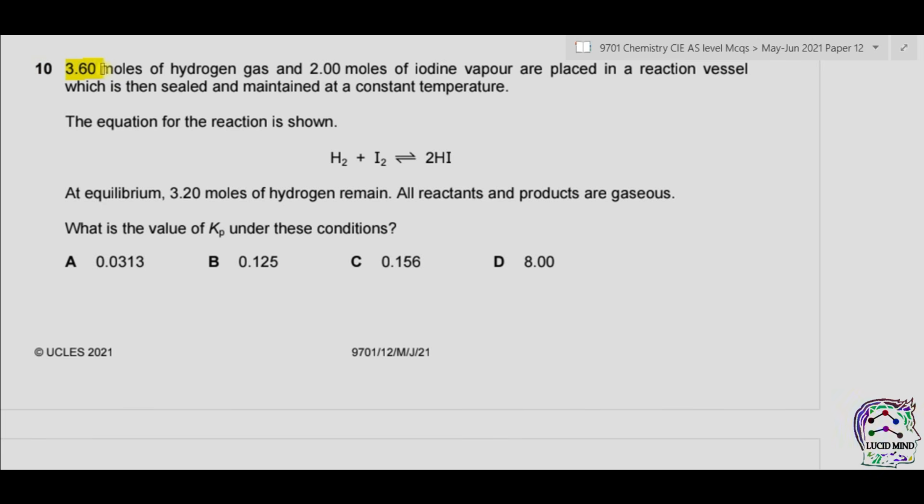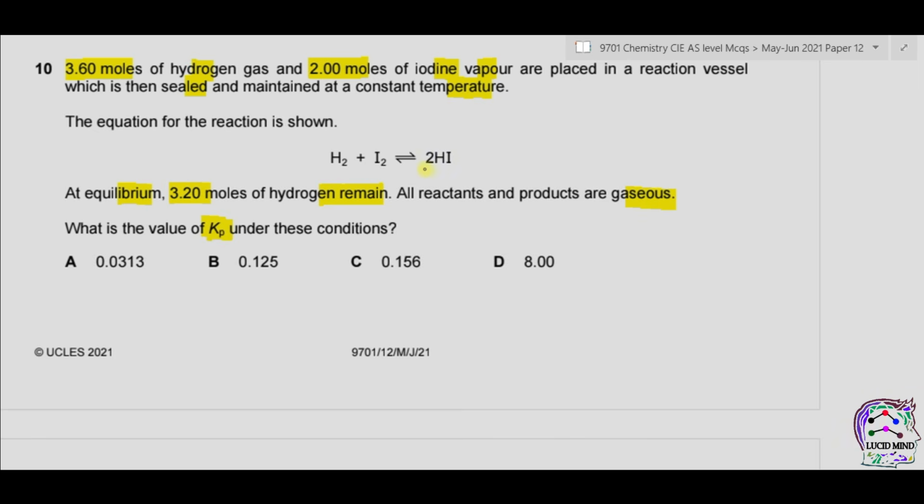Question 10. 3.6 moles of hydrogen gas and 2.0 moles of iodine vapors are placed in a reaction vessel, which is then sealed and maintained at a constant temperature. The equation for the reaction is shown. H2 combines with I2 to form HI. At equilibrium, 3.20 moles of hydrogen remains. All the reactants and products are gaseous. What is the value of Kp under these conditions?